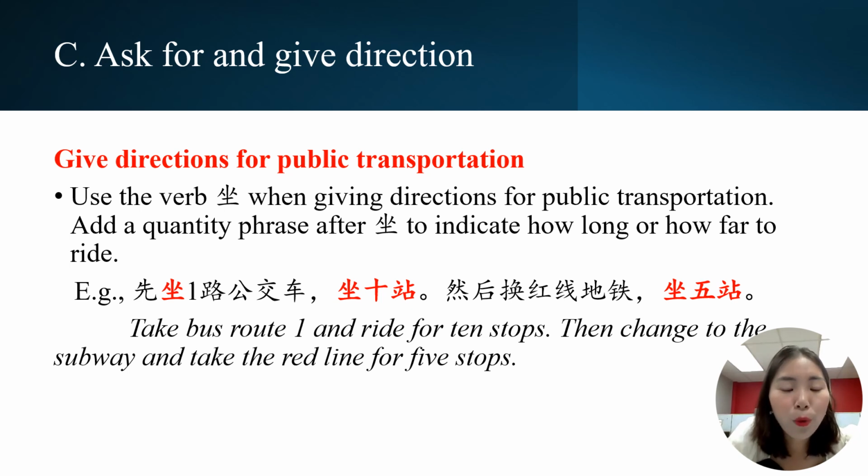Use the verb 坐 when giving directions for public transportation. Add quantitative phrases after 坐 to indicate how long or how far to ride. 先坐一路公交车,坐10站,然后换红线地铁,坐5站。Take bus route 1 and ride for 10 stops, and then change to the subway, and take the red line for 5 stops. Pay attention to this sentence, because it is your exercise later.